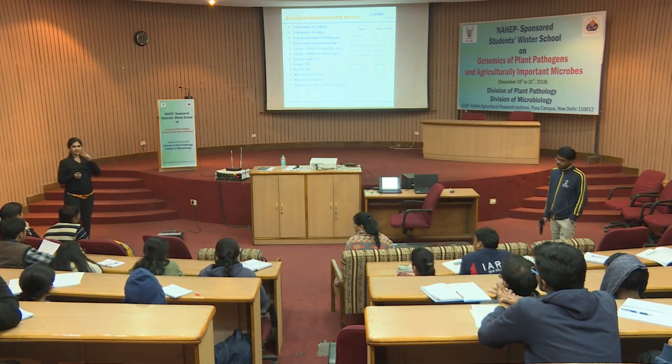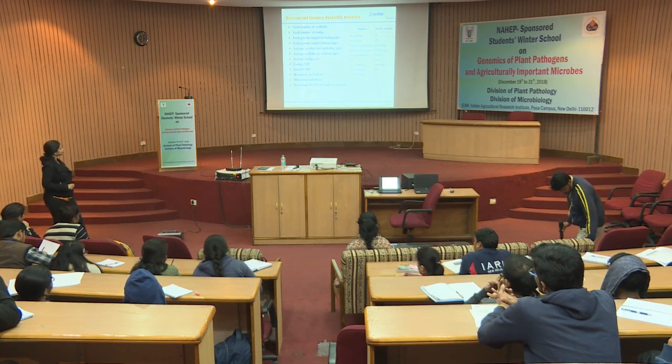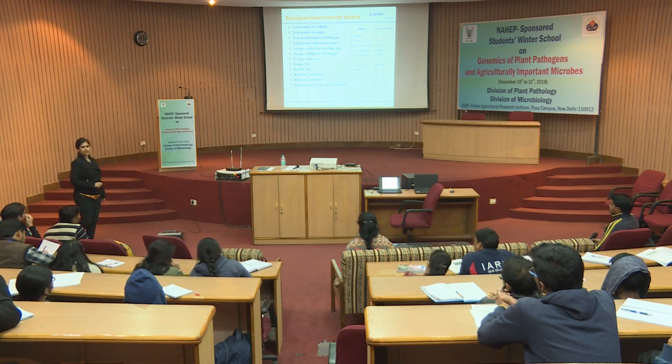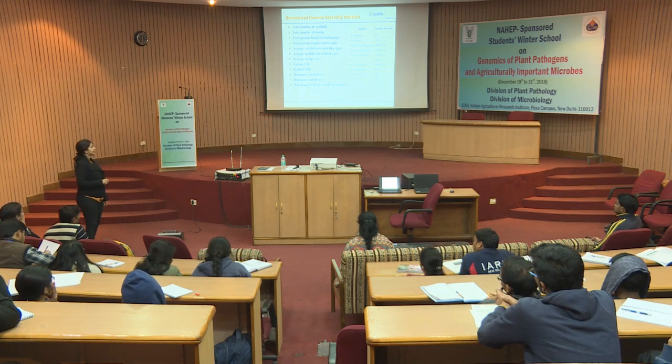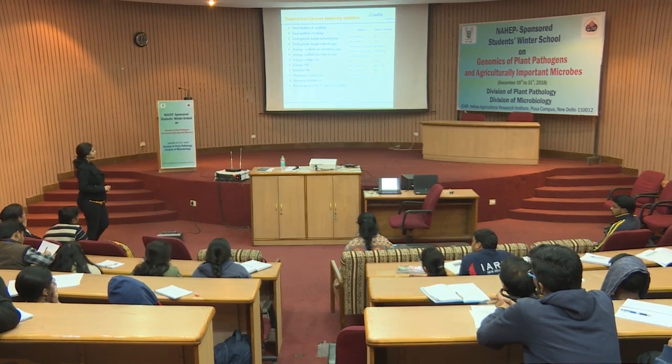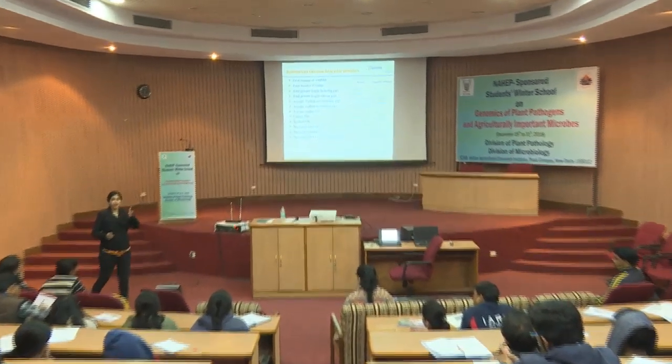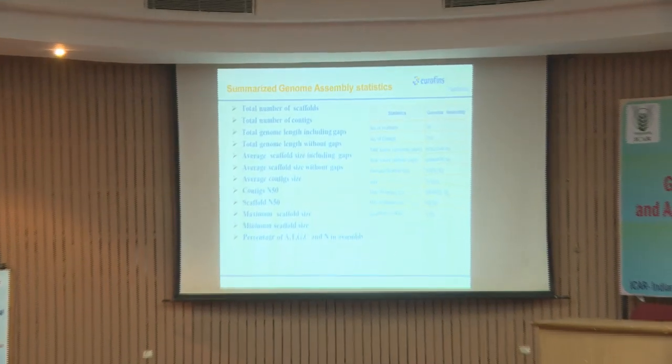Yeah. So, once we have an assembly, what we usually see is the total number of scaffolds or contigs, how much we have assembled. The lesser the number, the better it is. That means it is closer to the chromosomal level, right.